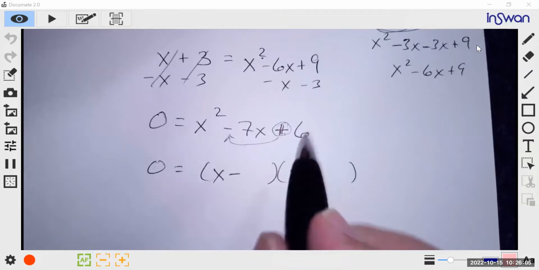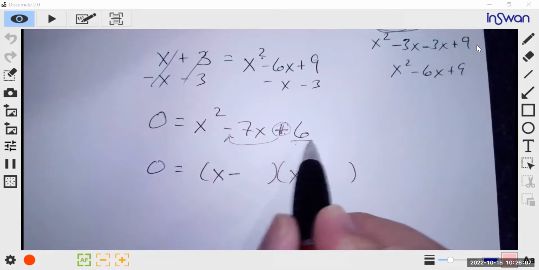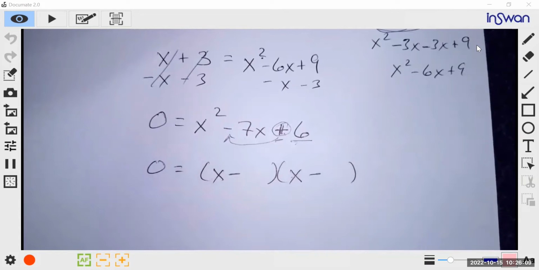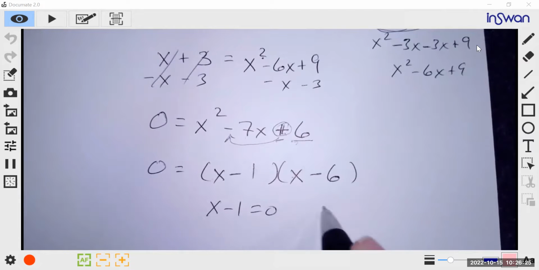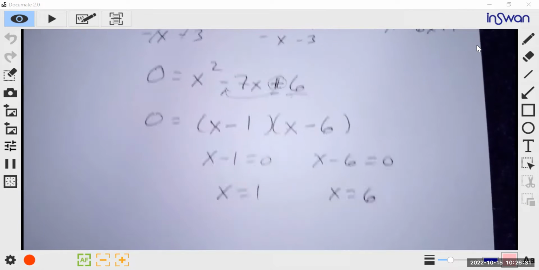Now we have to look at what times what is 6. When you add them, you get 7. 1 and 6. Yeah, so this one happened to work. If it doesn't work, don't spend too much time. Jump straight to the quadratic formula and it'll work. Set both of those equal to 0. So your answers are 1 and 6.